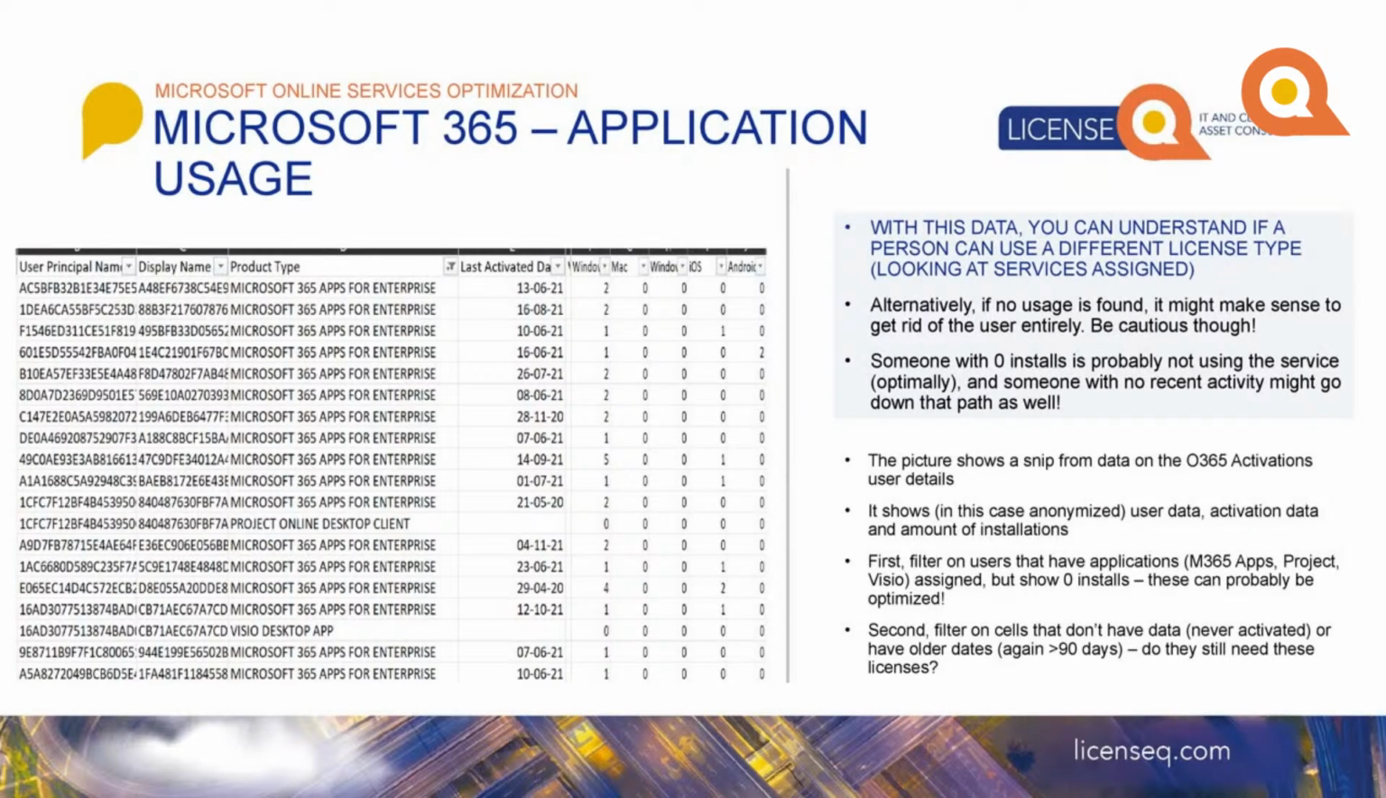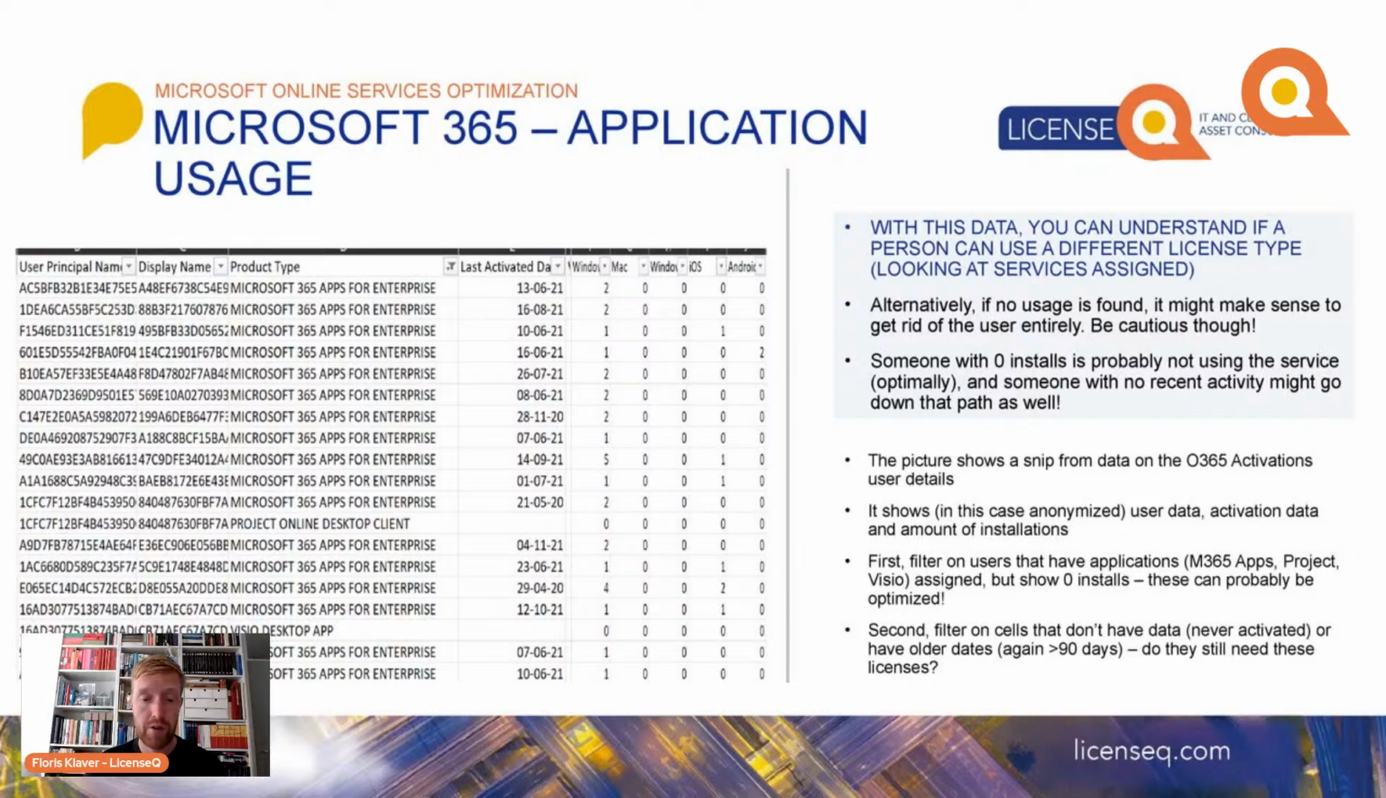So download the Office 365 activation user details, and you will find that you can easily check your options here. So two filters you want to apply here. Like I said, you want to check for everybody that has a 0 or only zeros because they're not using any installations for these desktop applications. And secondly, if they have installations but they have not used this in a longer period of time, that might be room for improvement as well.